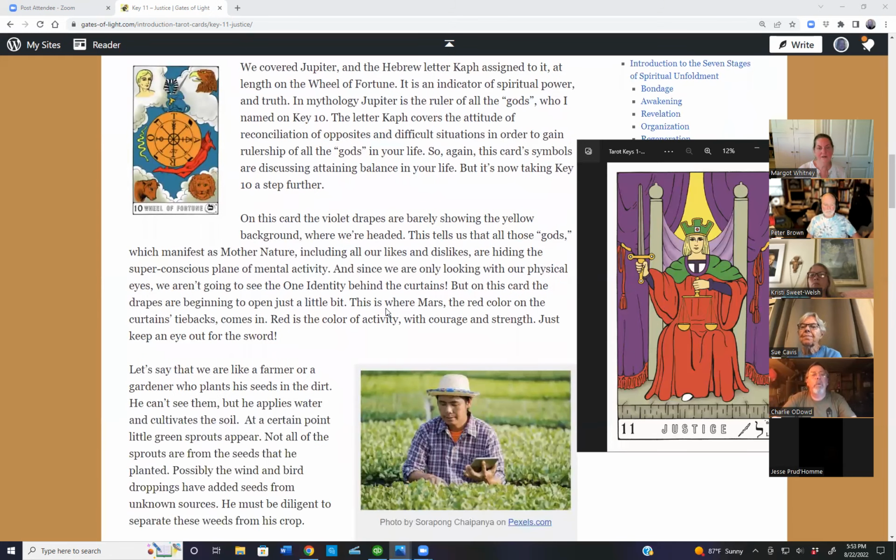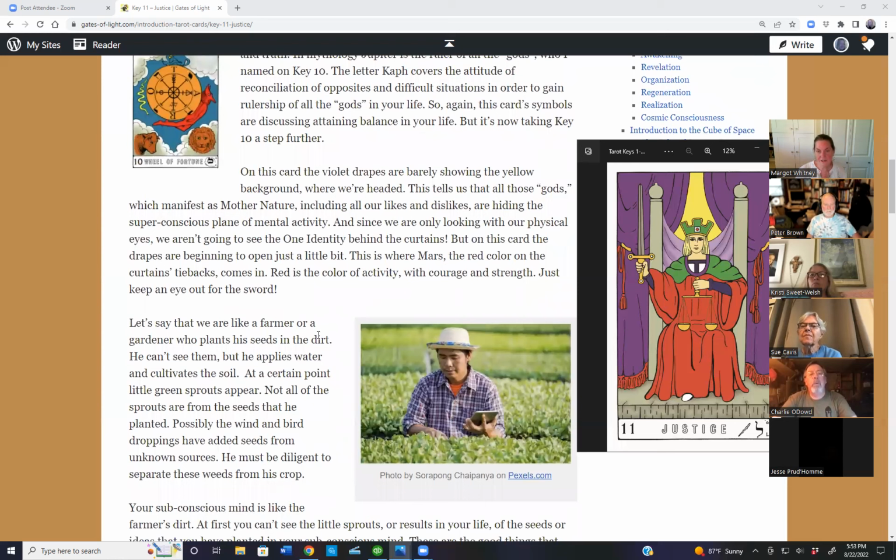So on this card, the violet drapes are barely showing the yellow background where we're headed. This tells us that all those gods, which manifest as Mother Nature, including all our likes and dislikes, are hiding the superconscious plane of mental activity. They hide it from us. They stand between us and God and creation. And since we are only looking with our physical eyes, we aren't going to see the one identity behind the curtains. But on this card, the drapes are beginning to open just a little bit.